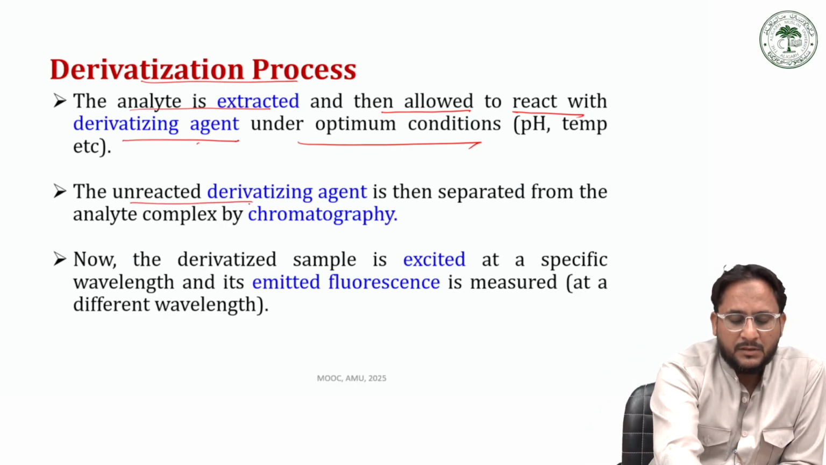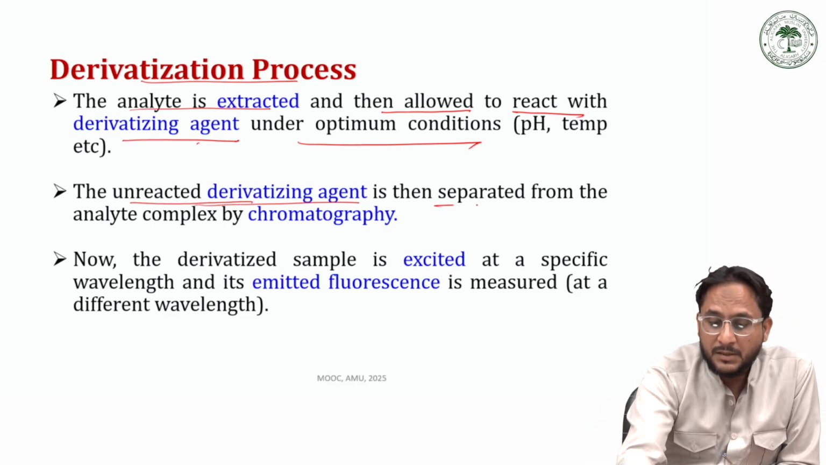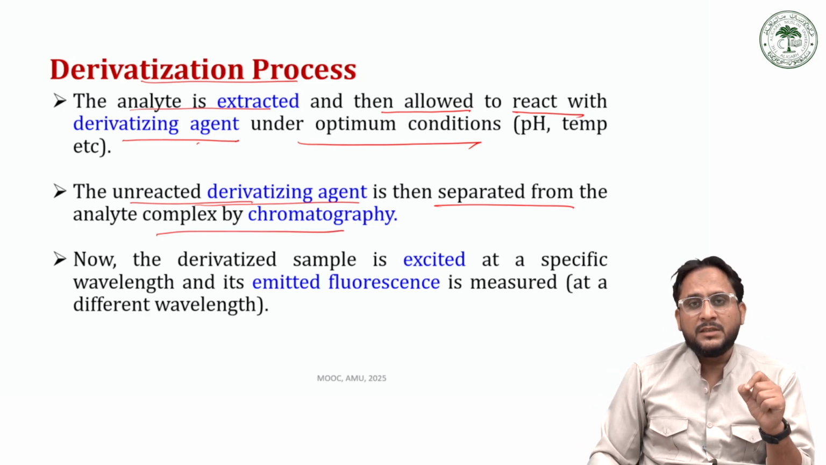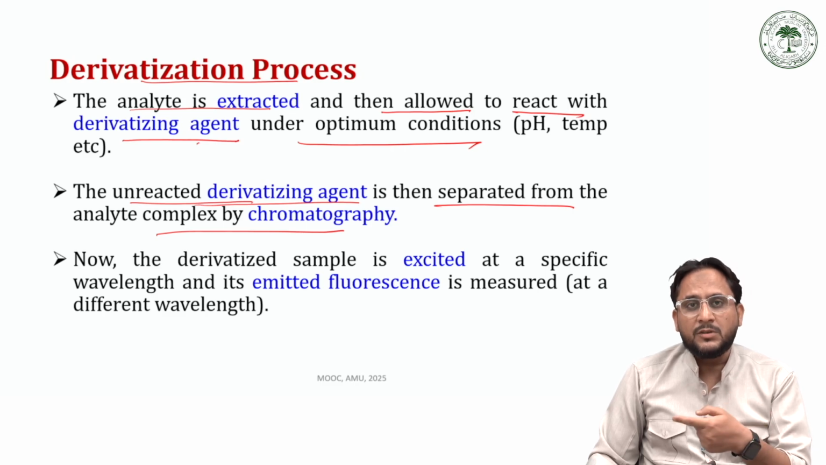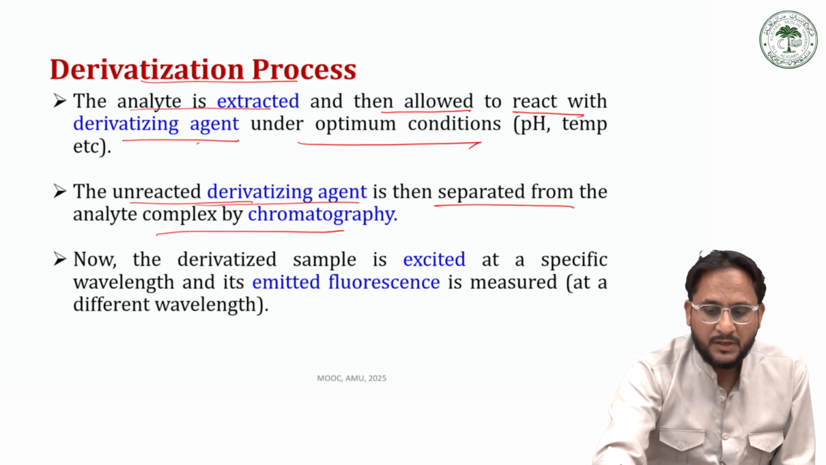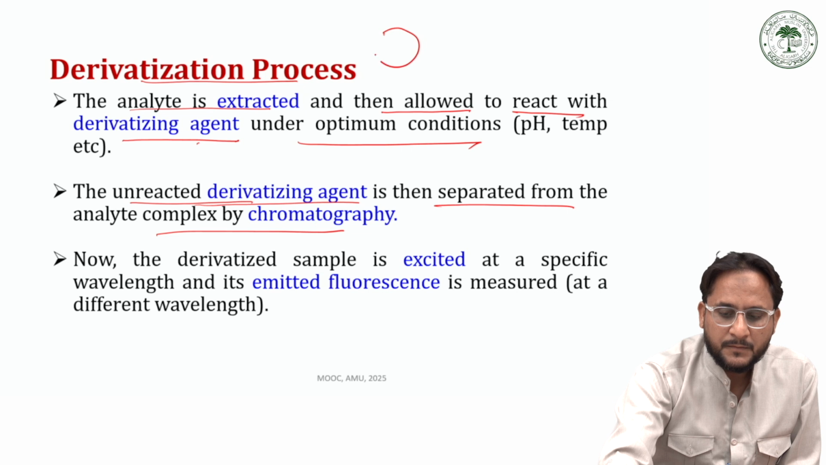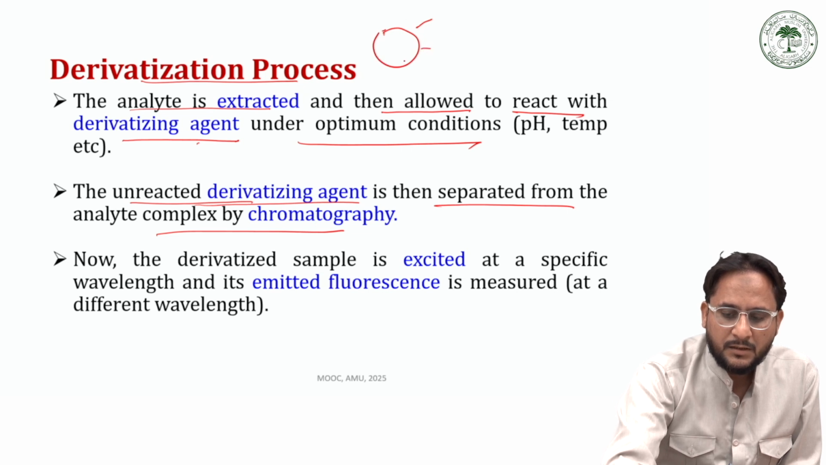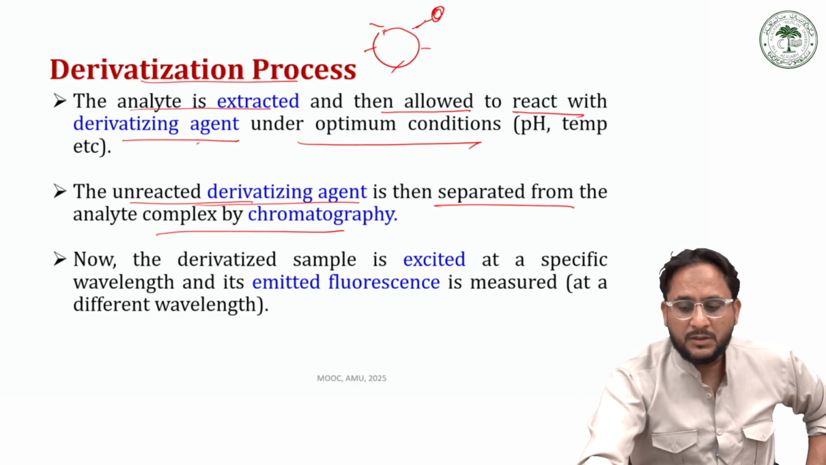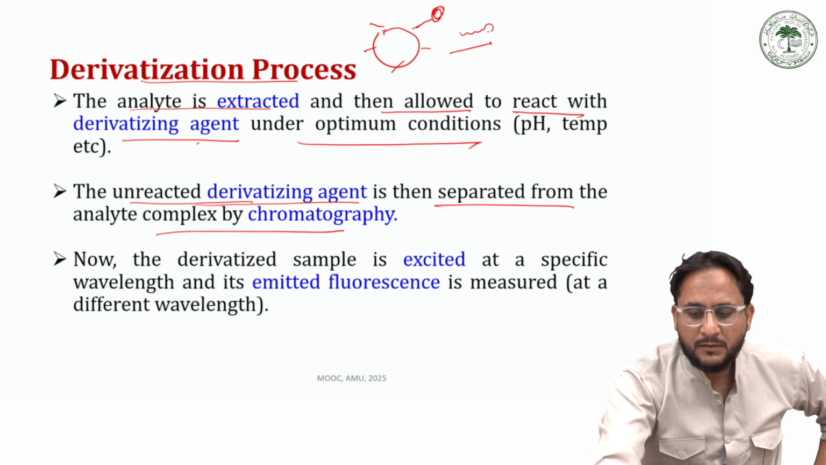The unreacted derivatizing agent is then separated by chromatography, because if that derivatizing agent is still present in the sample, it is a fluorescent compound and will also give its own spectrum that will complicate the actual spectrum. So, for example, if we have an analyte with a specific site, and we want the fluorescent derivative to attach to this site, we add some fluorescent derivative to it.